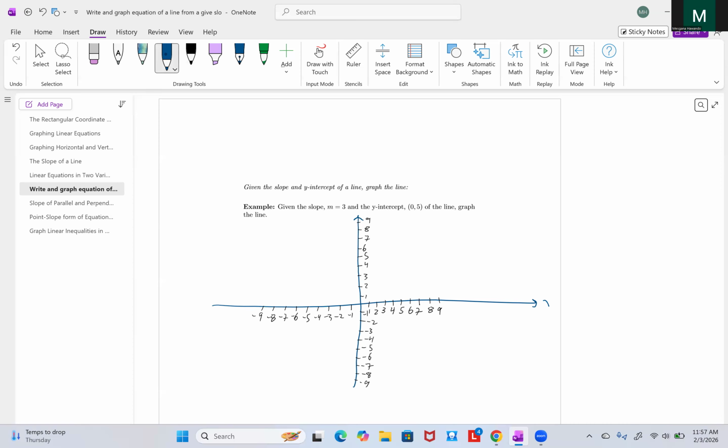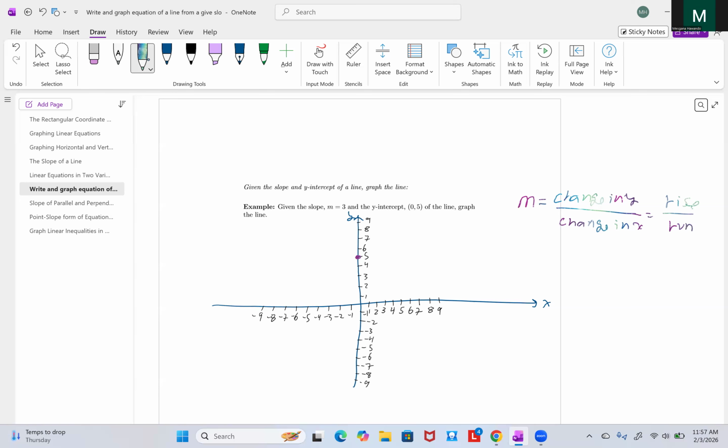So this is the x-axis, this is the y-axis. The y-intercept is (0, 5), so we put the point (0, 5), the ordered pair. The slope is 3. What does the slope mean? The slope is change in y over change in x, which we say is rise over run.